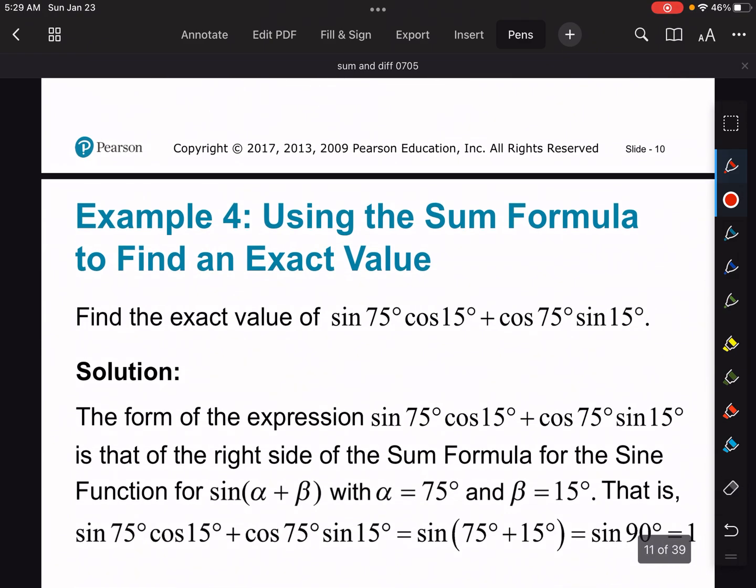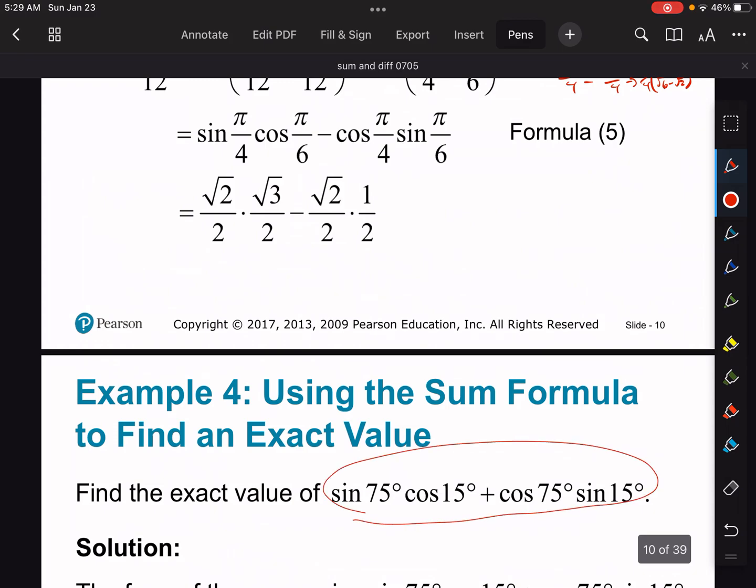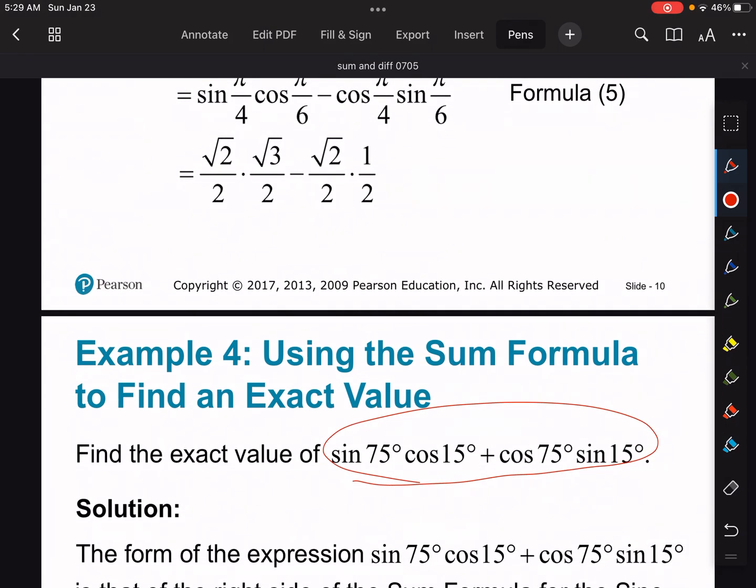And then for example 4, it says, find the exact value of this guy. Well, when I'm looking at that, that's a sine, cosine, cosine, sine formula. It's a sum formula. So if I took a step backwards and saw what we were doing here, this is the same thing as the sine of 75 plus 15, right? And then they broke it up into this long thing. So I'm just kind of working backwards. That's the same thing as the sine of 90 degrees. Well, the sine of 90 degrees, that's the y value on the unit circle at 90 degrees, we know that that is a 1. So this is equal to 1, and you're done.